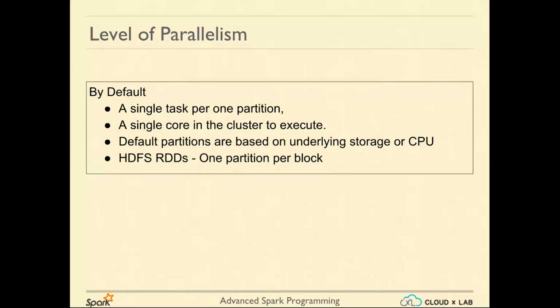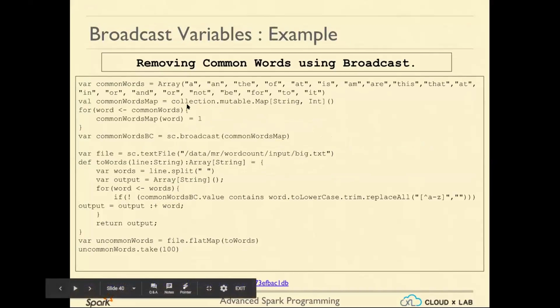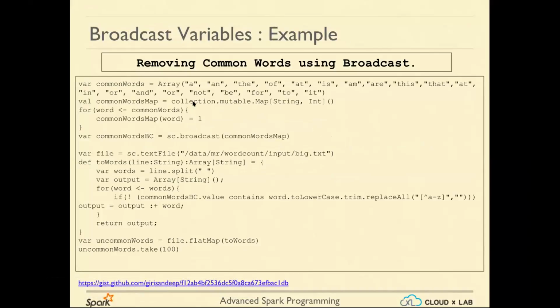A question from Binta is, where does collection come from? So here, we are importing a class of Scala called collection.mutable.map. As we discussed while we were learning Scala, there are two kinds of collections, mutable and immutable. So we are using the mutable map. We are just creating a hash map because that'll be easier to check whether a particular word exists in our list of common words or not. Otherwise, we would have to iterate over the list. So for each word, we are checking whether that exists in the common words or not.